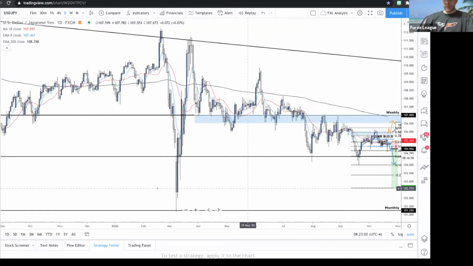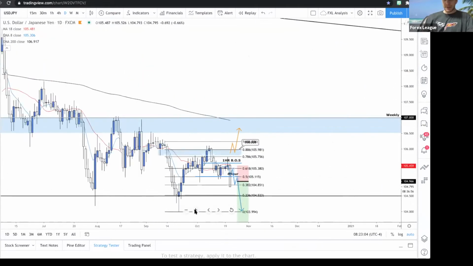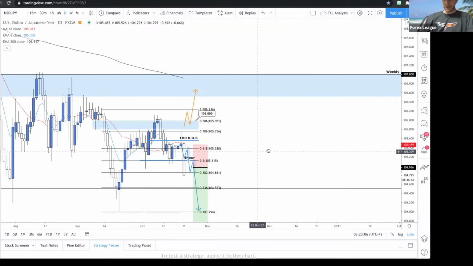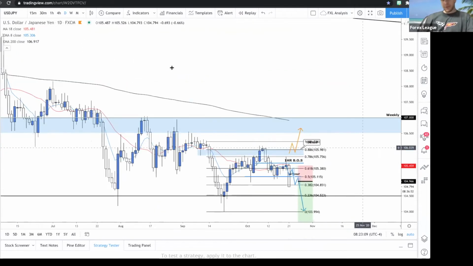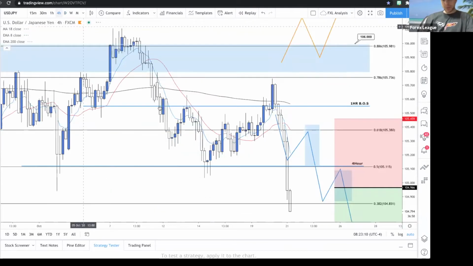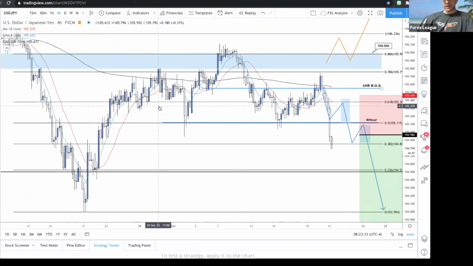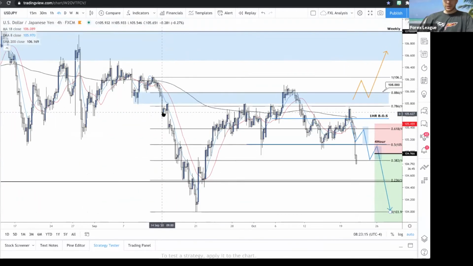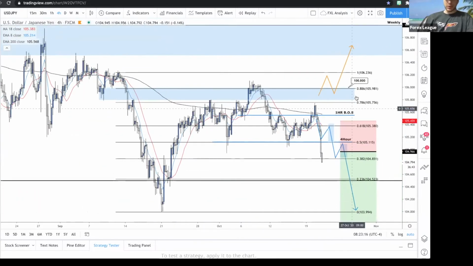All right. So yeah, we're looking for short opportunities only, guys. That's kind of just where we're at right now. So if we want to see long opportunities, we would need to see a break of 106. We're nowhere near that. So, until a break of 106 happens, we're looking at shorts only.